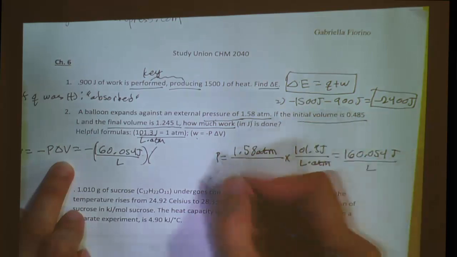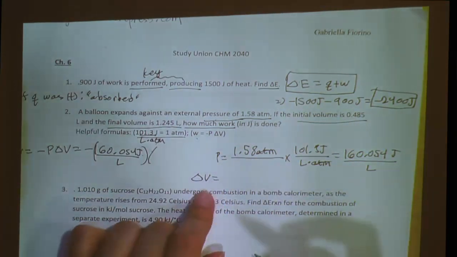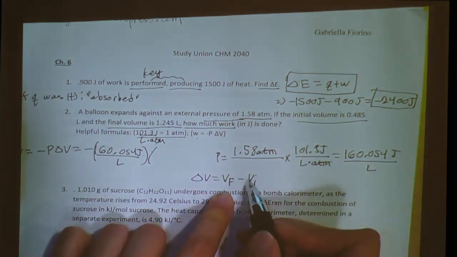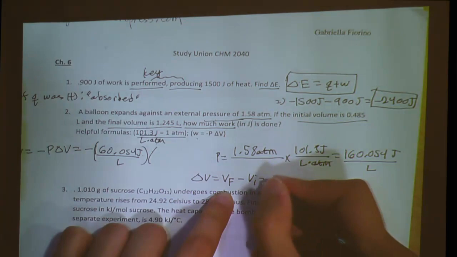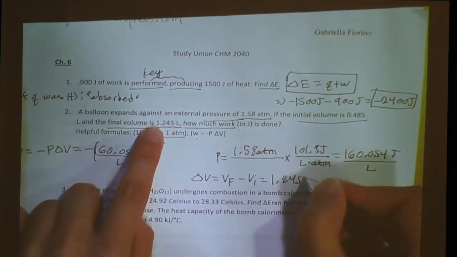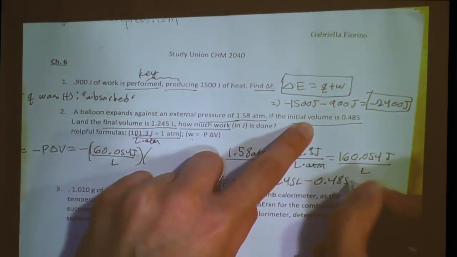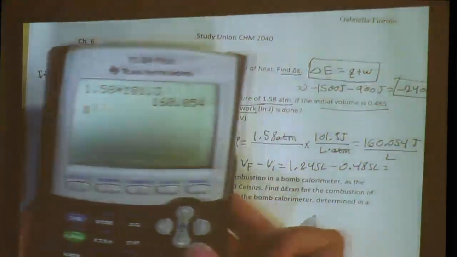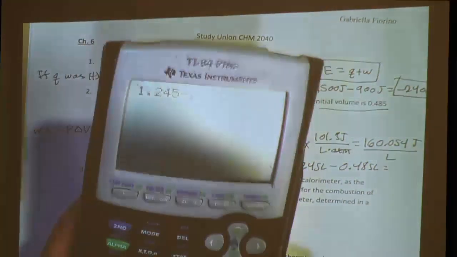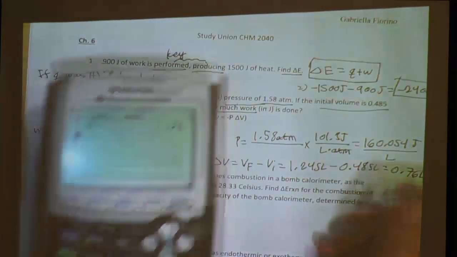So now we can find our change in volume. This was pressure. Now we'll find our change in volume. So what's the formula for change in volume? Well, we have final volume minus initial volume. Final minus initial. And that's going to be, our final volume is 1.245 liters minus an initial volume of 0.485 liters. And that's going to give us 1.245 minus 0.485. That's going to give us 0.76 liters.